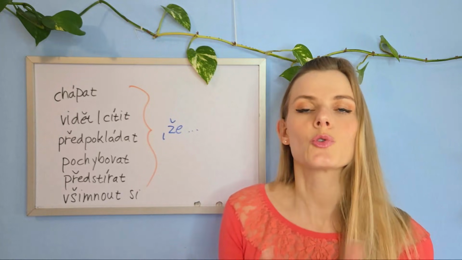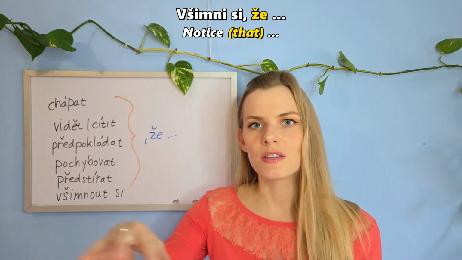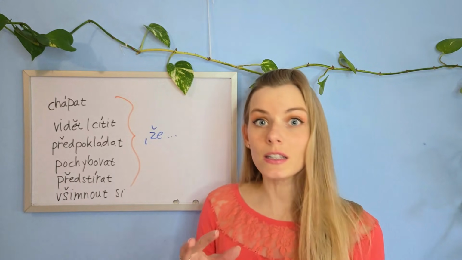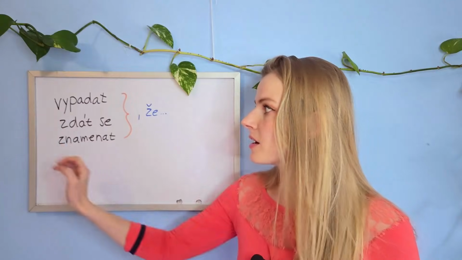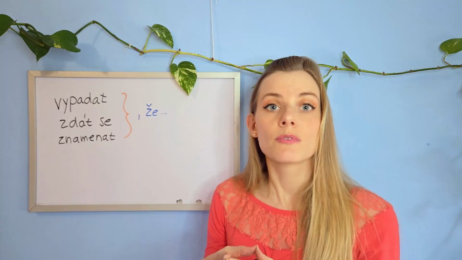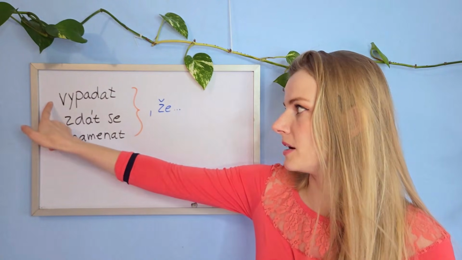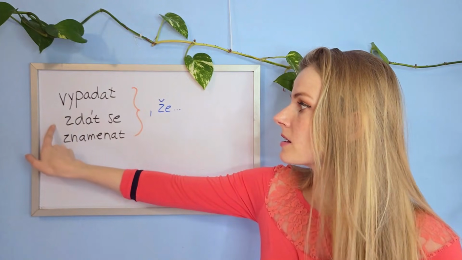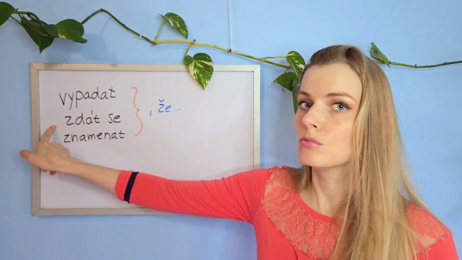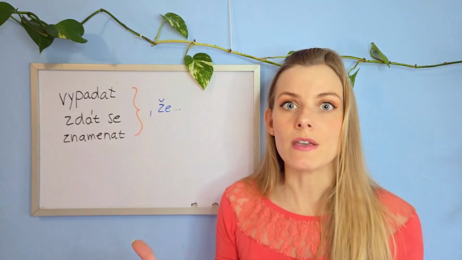So past tense are also imperative. That would be všimni si, notice. Všimni si, že. Are you ready for a little bit more? Let's go. I wrote 3 verbs that are more typical in the third person. You'd rather use it in the it person. Those verbs are vypadat, to look like, zdát se, to look like or to seem, znamenat, to mean.